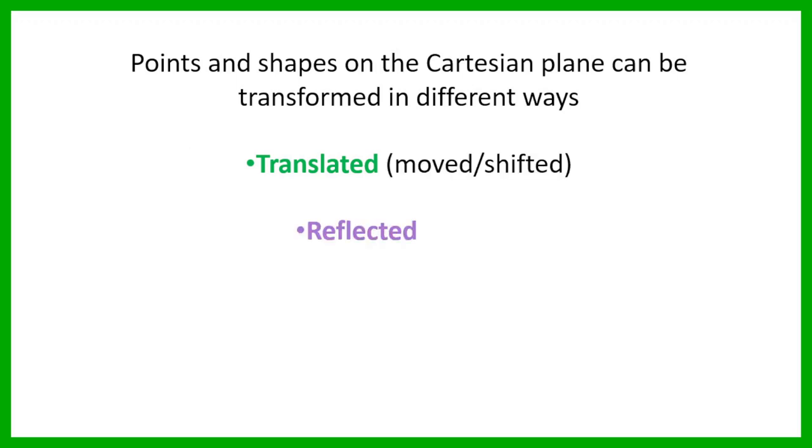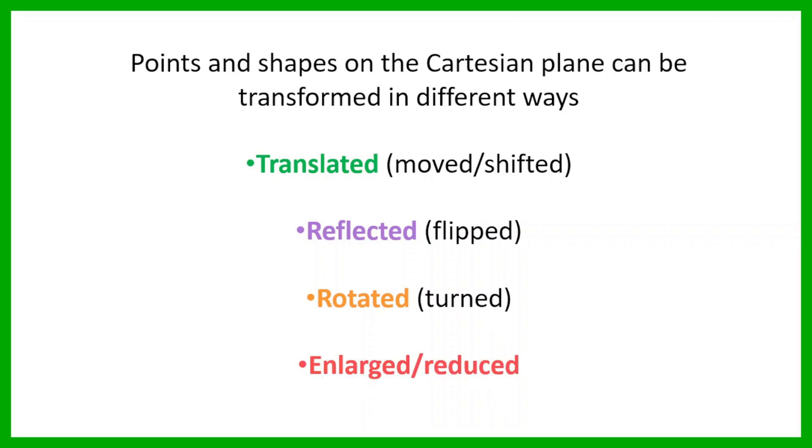They can be reflected, which is the same as flipping them. They can be rotated or turned. And then they can be enlarged or reduced, which obviously means to make them bigger or smaller.